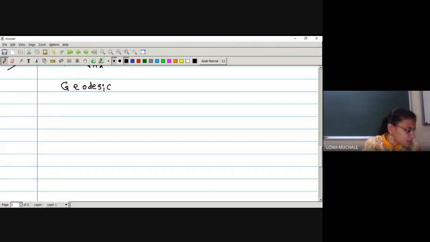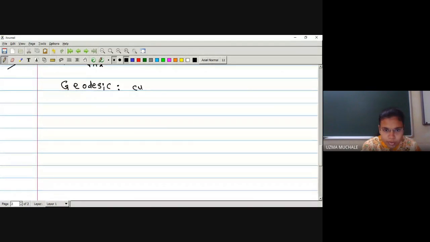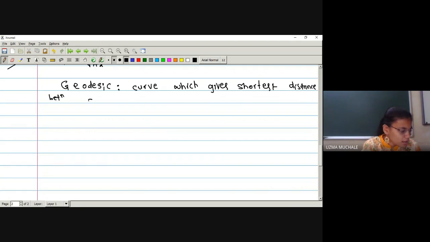So geodesy is a curve which gives the shortest distance between the 2 points. What is geodesy? It is nothing but the curve which gives the shortest distance between any 2 points.